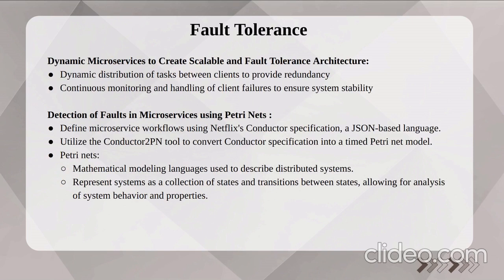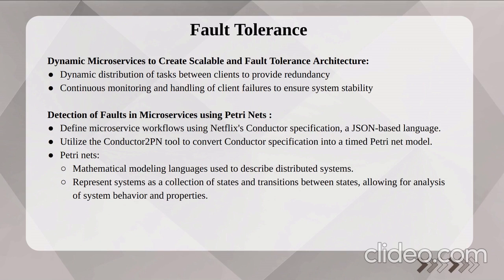So most of the fault tolerance algorithms either study the fault detection algorithms or the fault tolerance ones. Dynamic Microservices to Create Scalable and Fault Tolerant Architectures proposes a dynamic distribution of tasks between clients to provide redundancy, and continuous monitoring and handling of client failures to ensure the system remains stable.